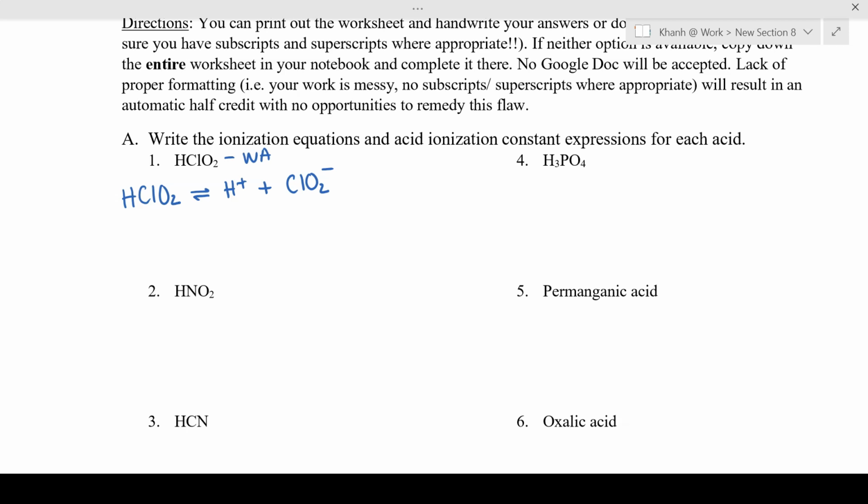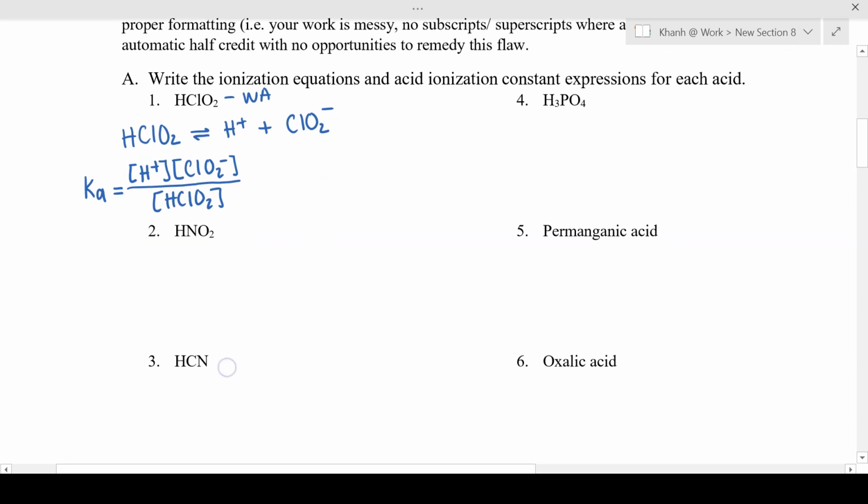Now we need to write the acid ionization constant expression, and that is our Ka. So as with all K expressions, the product over the reactant. The only thing we need to make sure of is that we carry our charges here of the ion so that we don't lose them or put them outside the brackets that show the concentration. So the concentration of the product over the concentration of the reactant. Just like so. So we finished with number 1. Let's take a look at number 2.